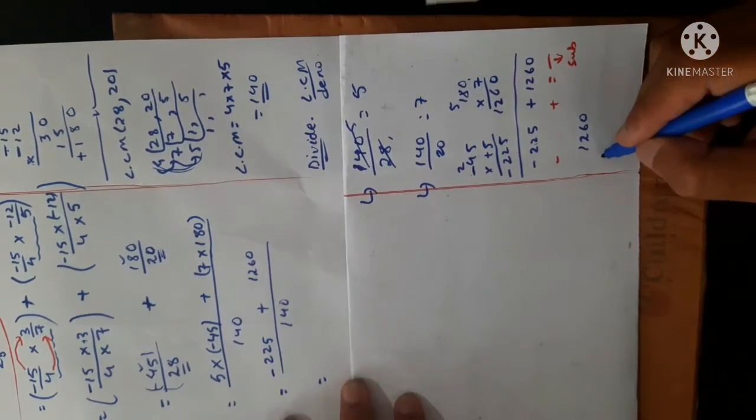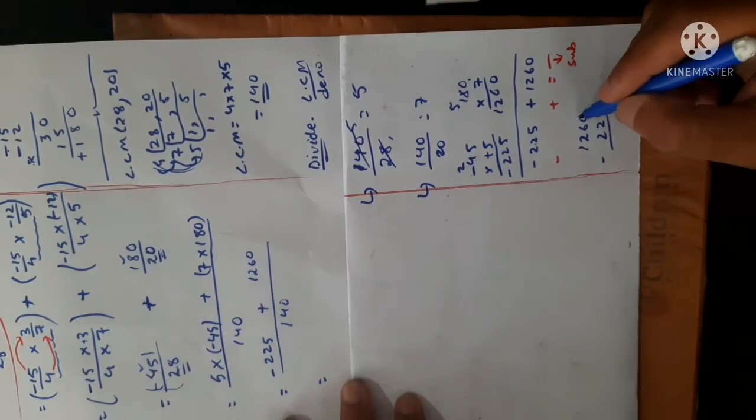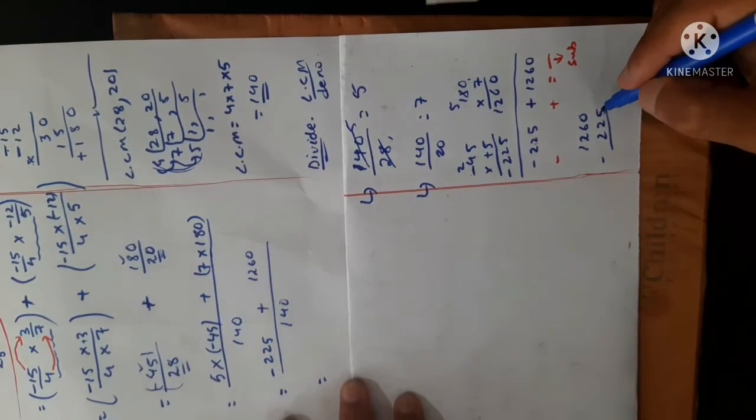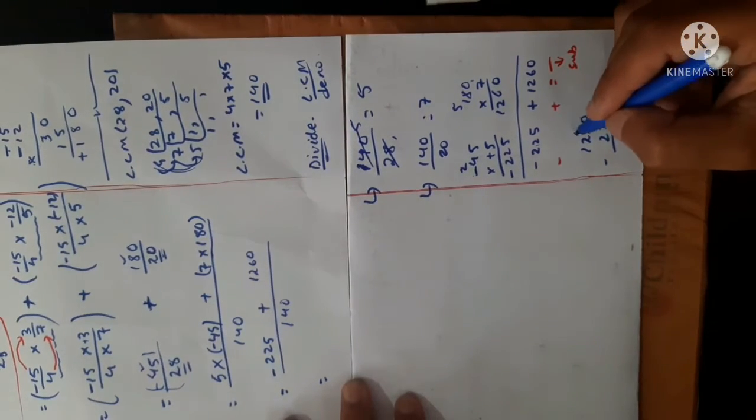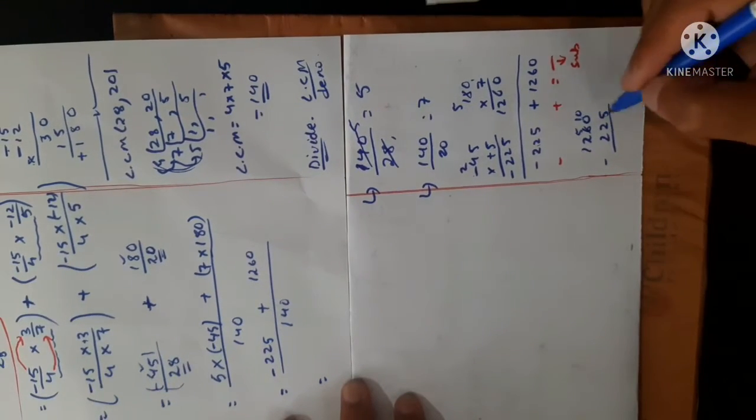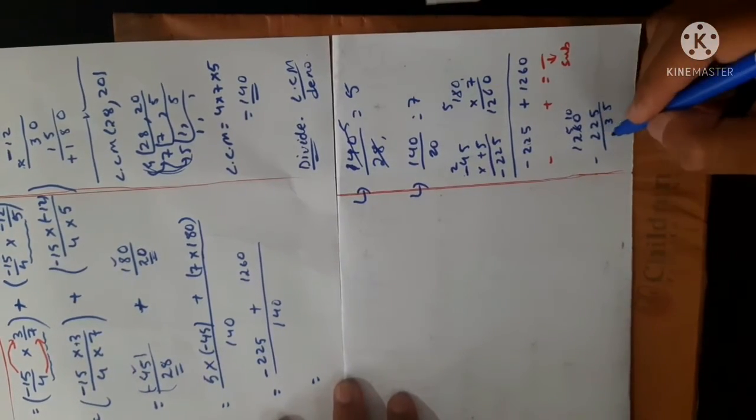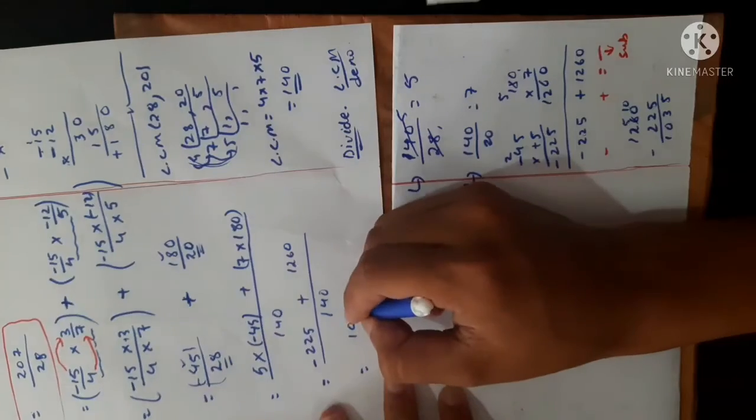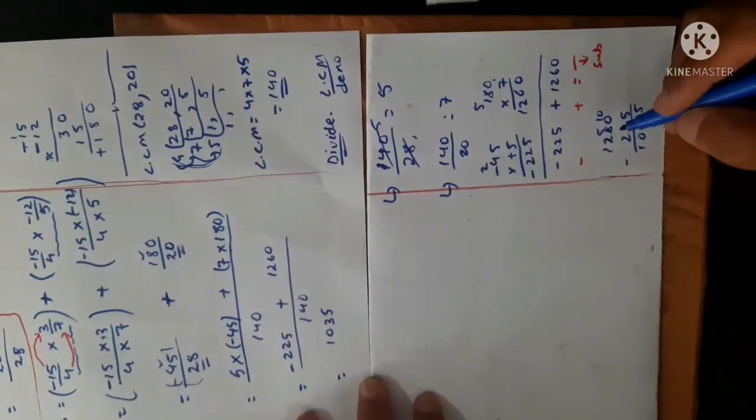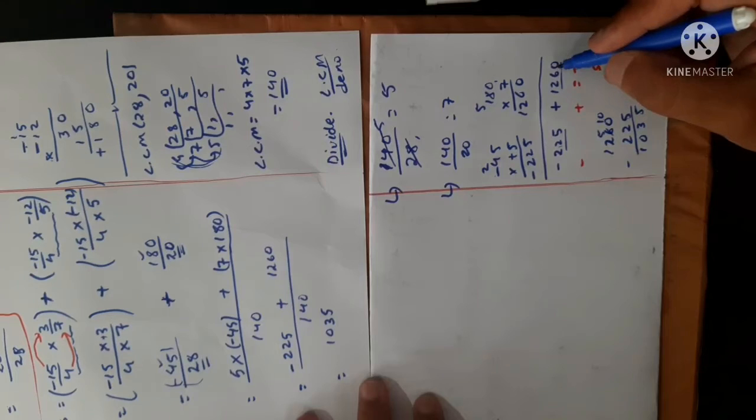1260 subtract 225. So this is 0 minus 5, so it cannot subtract. So we carry it from 6. This becomes 5, and this will become 10. So 10 minus 5, we will get 5. 5 minus 2, we get 3. 2 minus 2 equals 0. So 1035.